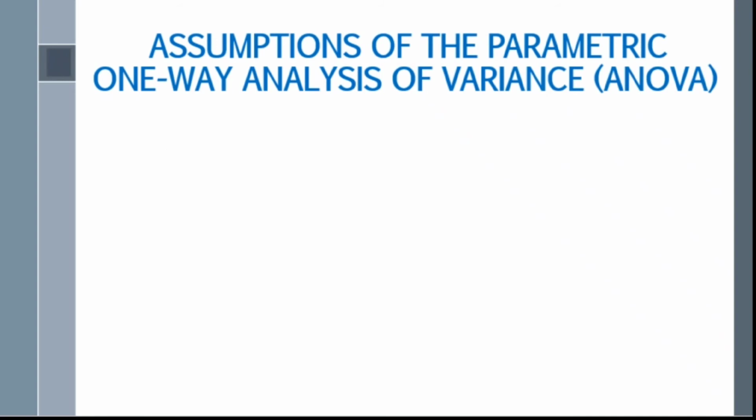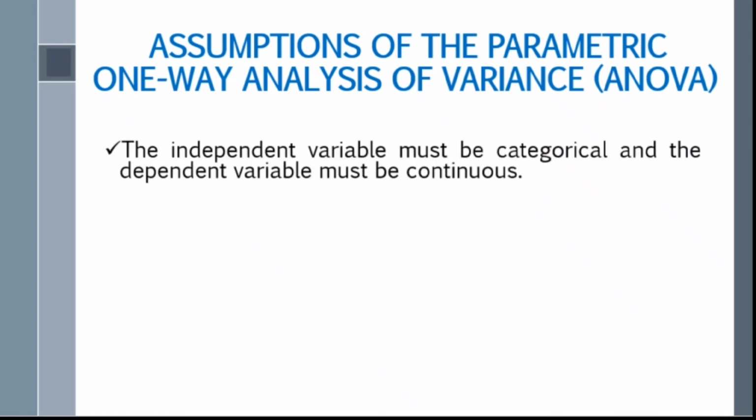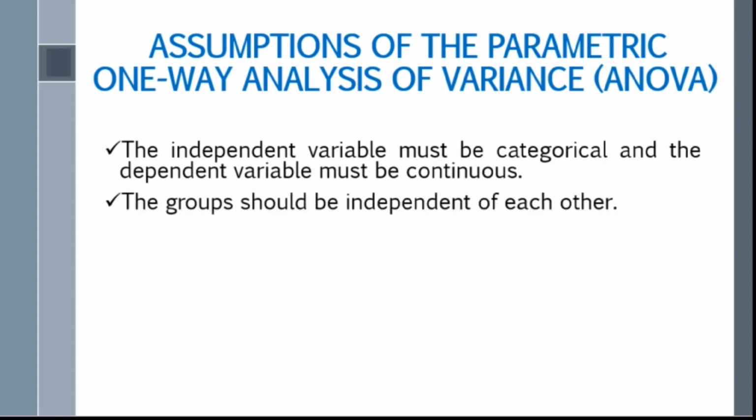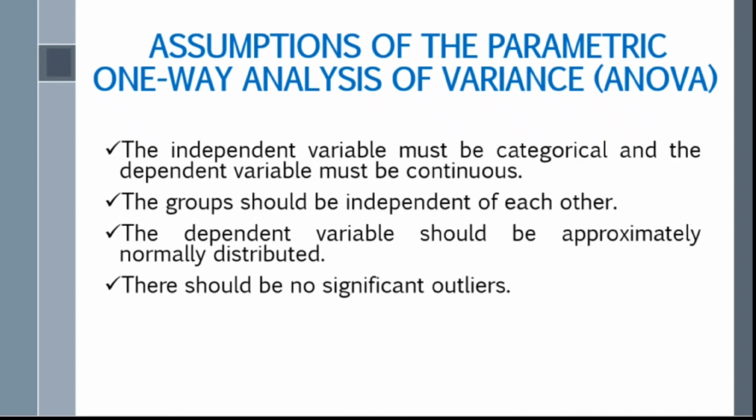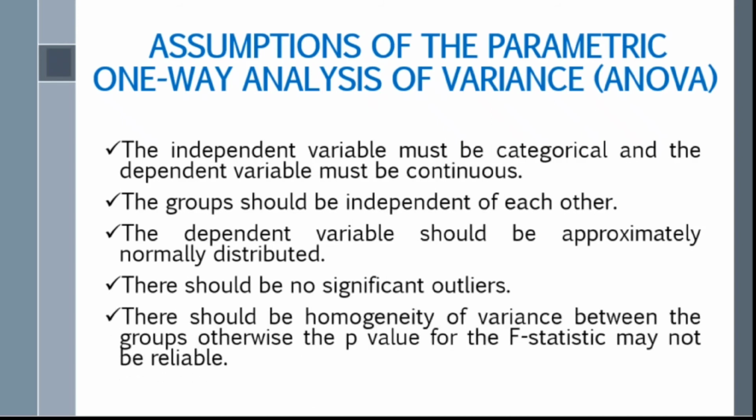One-way analysis of variance makes the same assumptions as most other parametric tests. Here they are as follows. The independent variable must be categorical, and the dependent variable must be continuous. The groups should be independent of each other. The dependent variable should be approximately normally distributed. There should be no significant outliers. There should be homogeneity of variance between the groups, otherwise, the p-value for the F statistic may not be reliable.